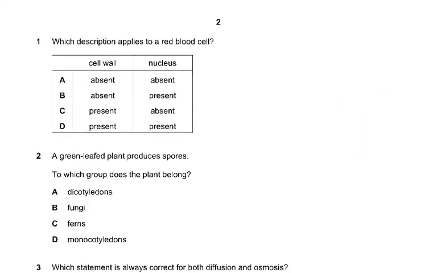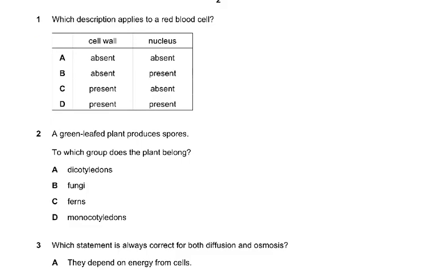Now, if you look at the first question, it says which description applies to a red blood cell. Now, you know red blood cell is a human cell, so it would not have a cell wall. So there will be no cell wall. So the only two answers which are correct. Only in the red blood cell there is no nucleus, but otherwise every other animal cell does have a nucleus. So that is why the answer is A.